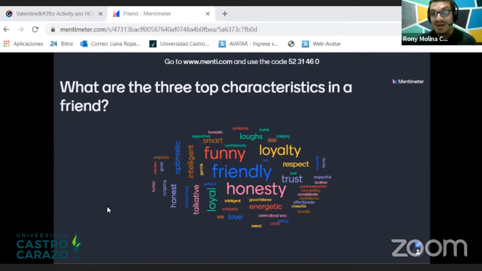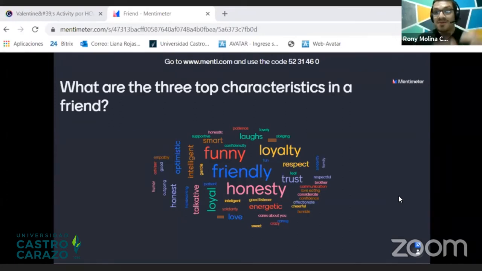And here we are having right now an activity in menti.com in which our students are participating from a word cloud. By typing words following a website, we are having now a word cloud that specifically includes the most important characteristics we are looking for in a friend. Take a look at that. We have different words: supportive, smart, funny, friendly, energetic, loyal, talkative, etc. And some of these words are bigger than the others, like for example, friendly, funny, loyalty.